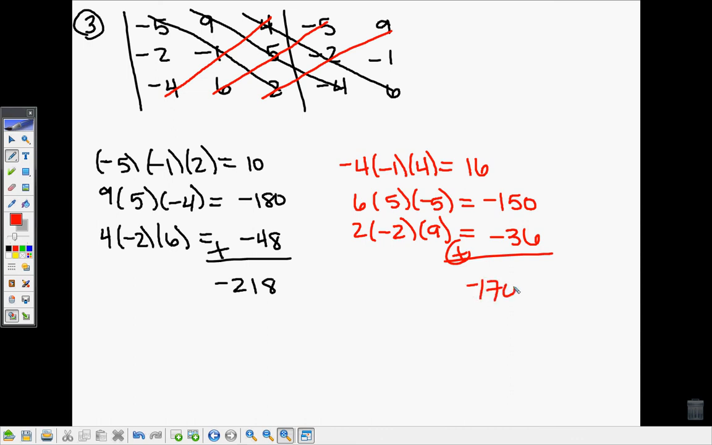Negative 170. So now what you do is you're going to subtract. So you always have to take this one minus this one. So negative 218 minus negative 170. Use your calculator. Two negatives make a positive, whatever. You get negative 48. Your final answer to this whole thing is negative 48. That is the only way to do this problem. Take a minute, look it over again, pause it if you need to, ask for help.